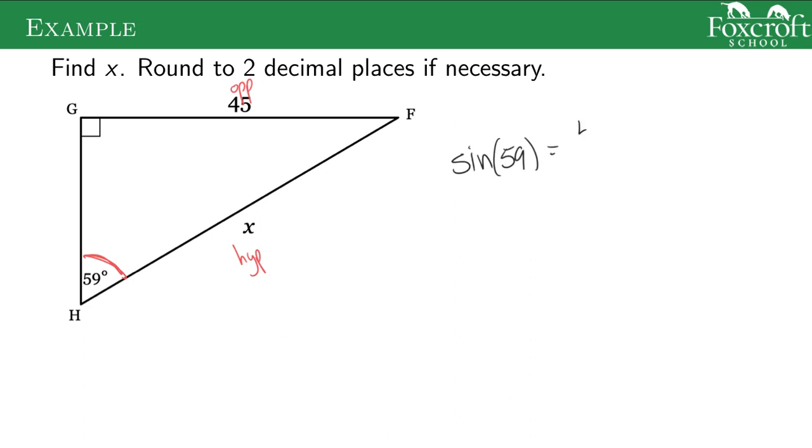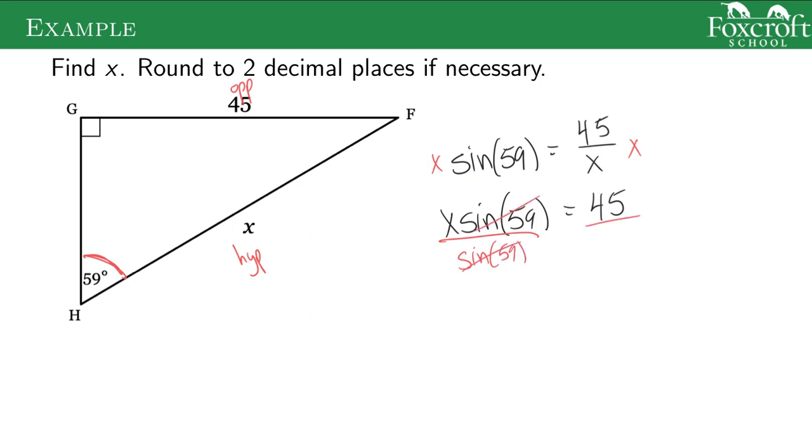equals opposite over hypotenuse. And our first step when we're solving these types of equations is multiply by the bottom of the fraction. So the fraction goes away. And then we want to get x by itself, so now I'm going to divide by sine of 59, so it cancels out on the left and goes over to the right. So now I have x all by itself. It was 45 over sine of 59.